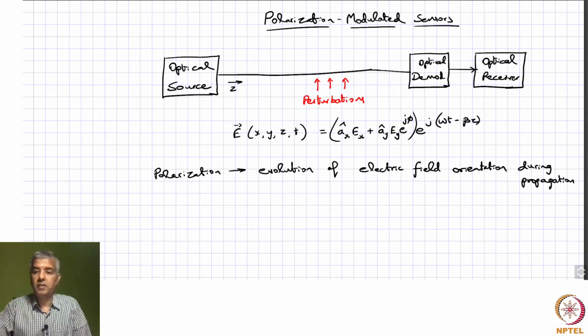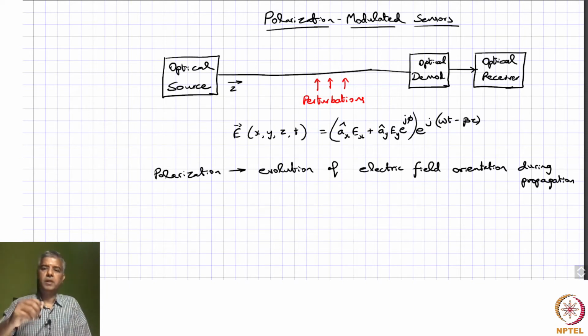Now, you may ask the question, why is it an electric field? Can I do that with a magnetic field? Sure, you could use either, but the convention is that we track the electric field, and we do expect that the magnetic field is oriented perpendicular to that electric field. So you can of course do the same with respect to the magnetic field if you want. But we are looking at the evolution of the electric field orientation during propagation.